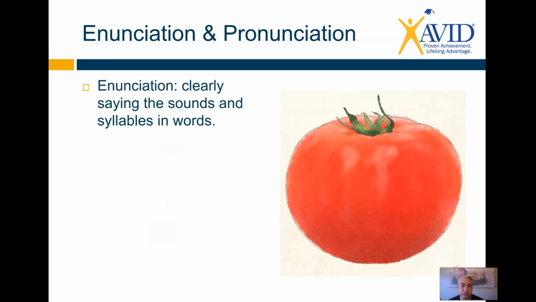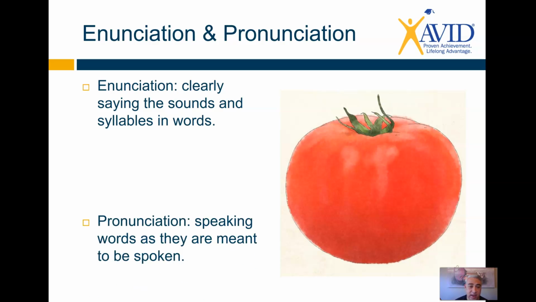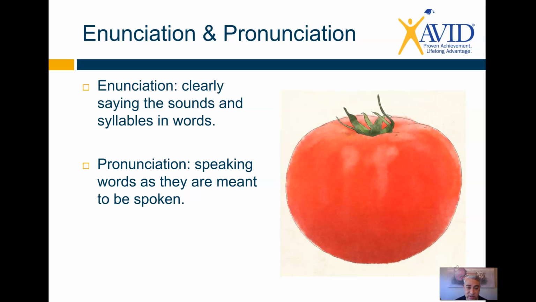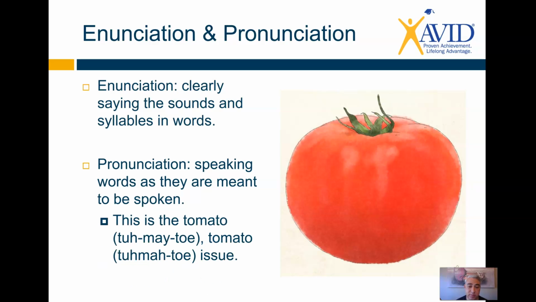All right, now the next two terms actually get confused quite a bit. Enunciation means that you're clearly saying the sounds and syllables in words. Okay, so that means that it's not mumbled and things aren't kind of running together. That's different from pronunciation. Pronunciation means you're speaking words as they're meant to be spoken. For example, is this a tomato or a tomato?